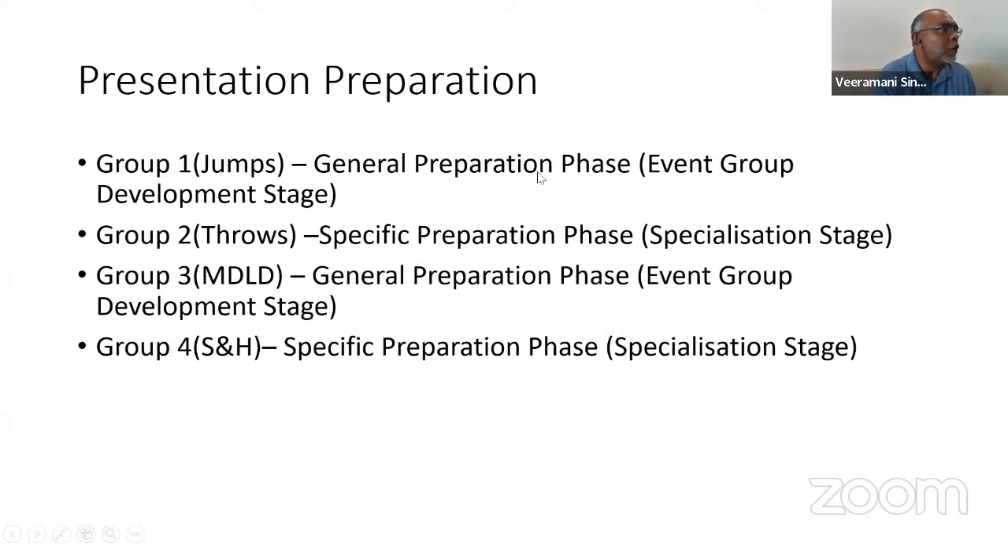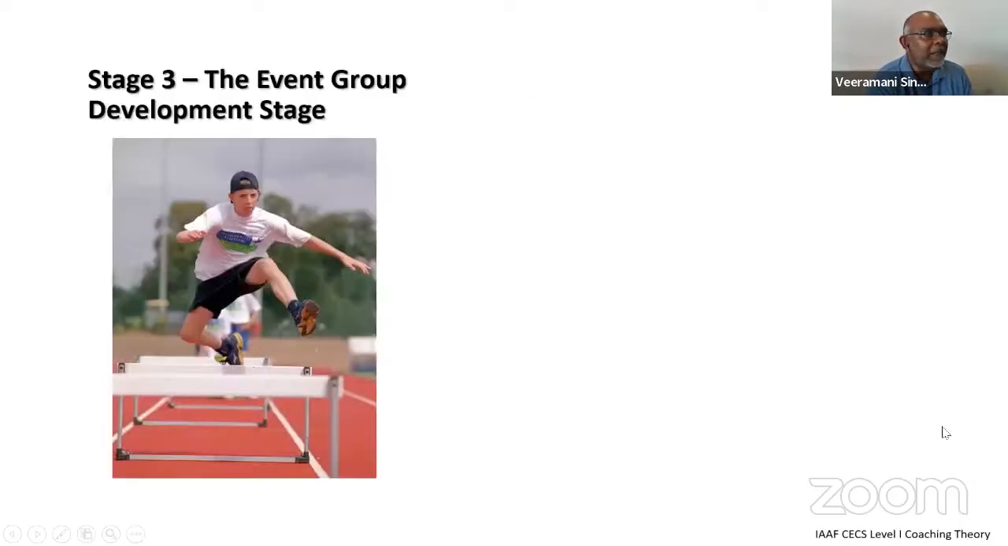So in your groups, you will be coming up with the following focus. Group 1, the jumps group, you will do the general preparation phase for athletes in the event group development stage. Group 2, throws, specific preparation phase for athletes who are in the specialization stage. Middle long distance group, you will focus on event group development in the general preparation phase. Group 4 will be sprints and hurdles. You'll be focusing on the specific preparation phase in specialization. Okay, so what do we mean by this?